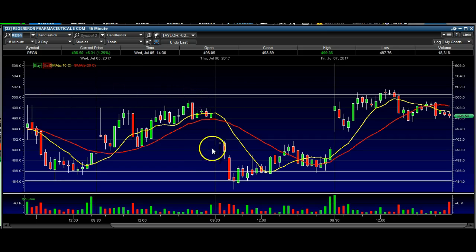Stocks tend to stay in ranges for a few days. So if you're day trading, you really want to watch these ranges and look for bounces near the bottom of the range, and then look for rejections near the top of the range.